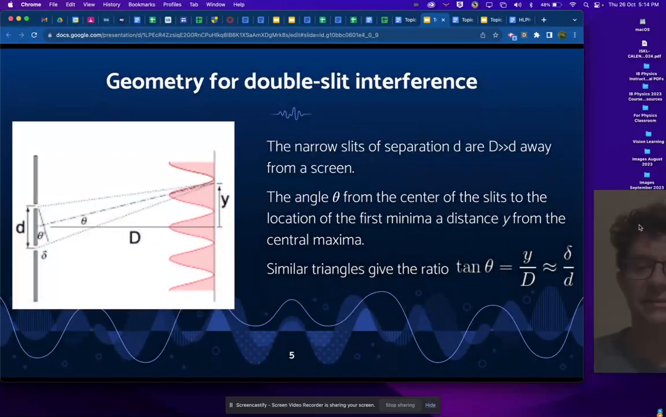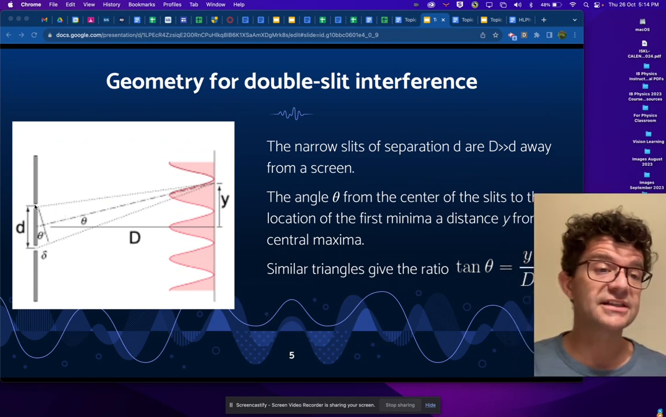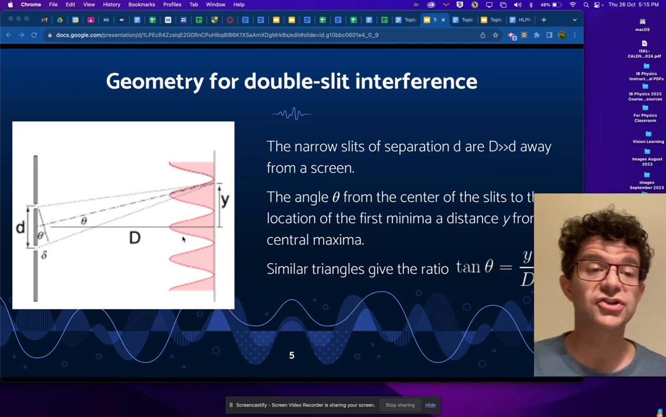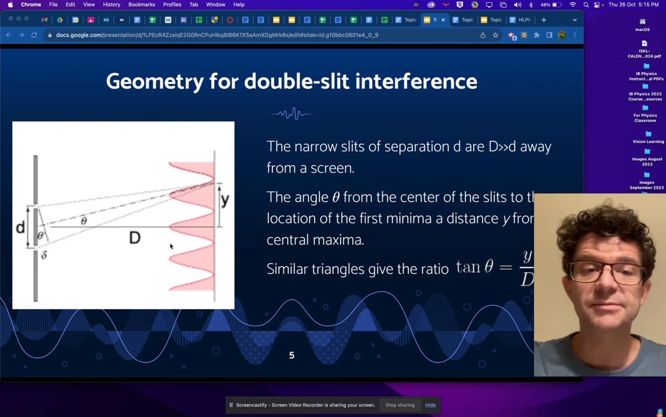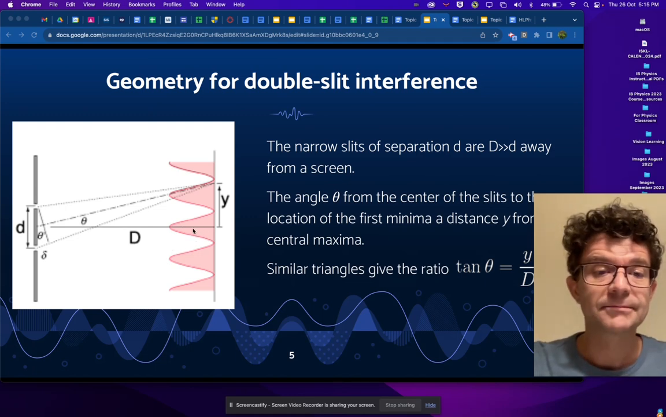Before we go into this, let me just make sure that we understand why there is a central maxima. The distance that the light travels to get from the top slit to the midpoint and the bottom slit to get to the midpoint is always going to be exactly the same. So you will always see constructive interference.